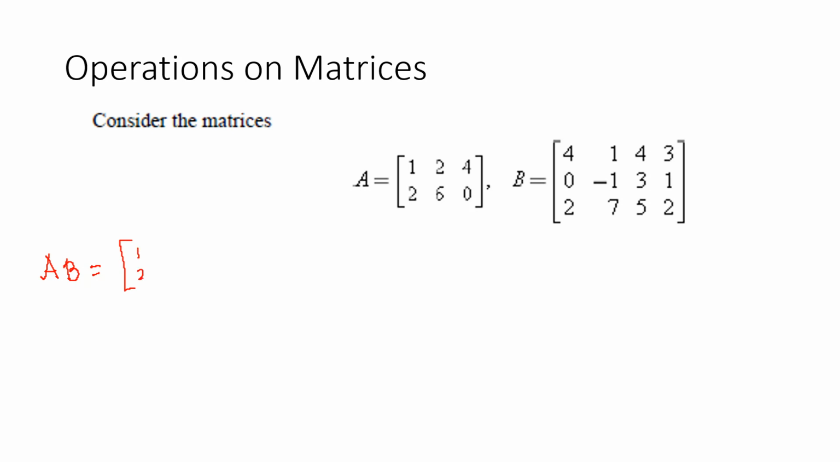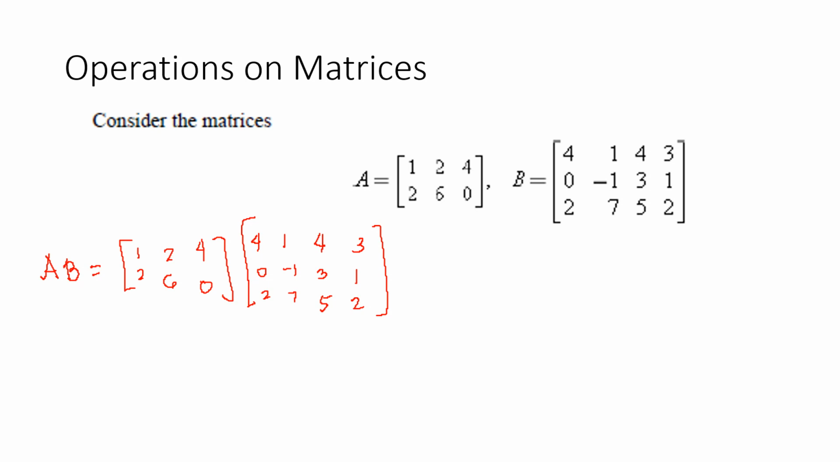1, 2, 2, 6, 4, 0. Okay, by 4, 0, 2. You have 1, negative 1, 7, 4, 3, 5, 3, 1, 2.